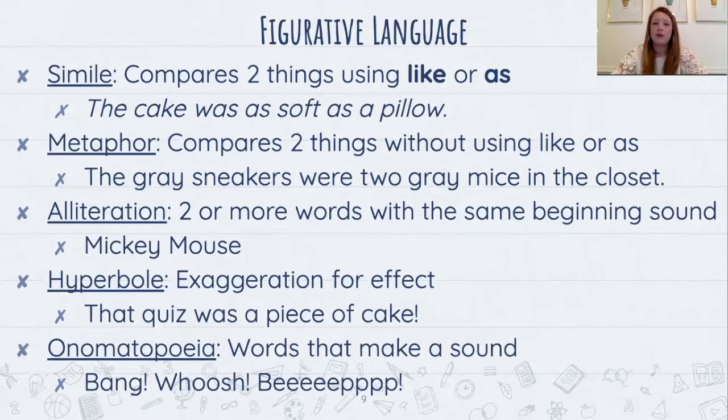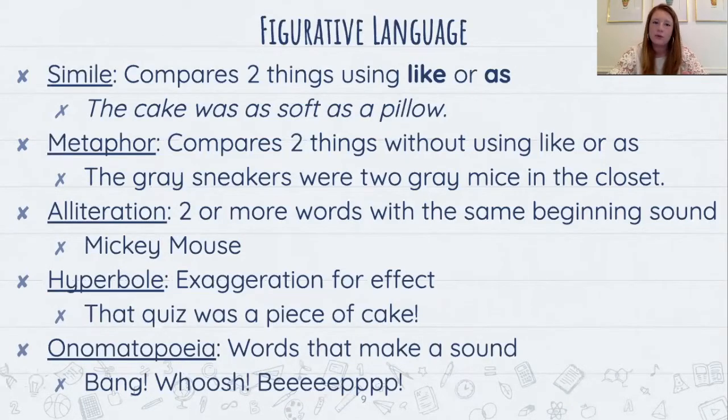Another one that you may want to use is a metaphor. So a metaphor is similar, but it compares two things without using like or as. Usually when we're talking about metaphors, we're saying one thing is something else. So here's an example. The gray sneakers were two gray mice in the closet.